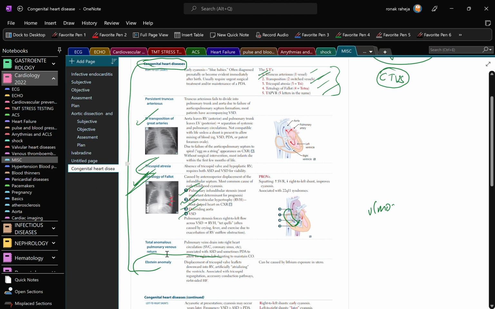And then total anomalous pulmonary venous return involves the pulmonary veins. Normally, atrial fibrillation and stuff starts around the return points of the pulmonary veins.